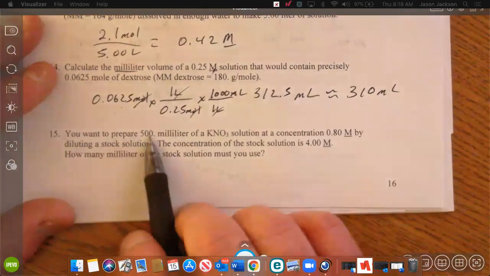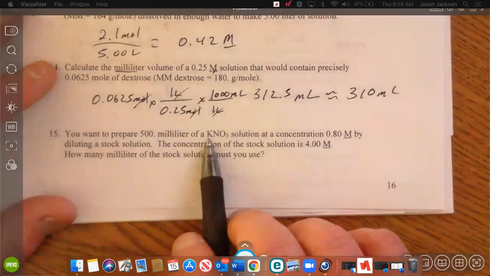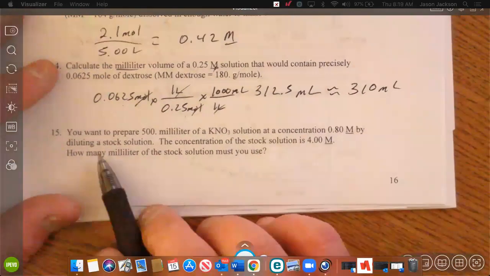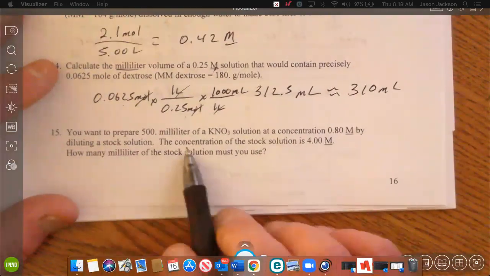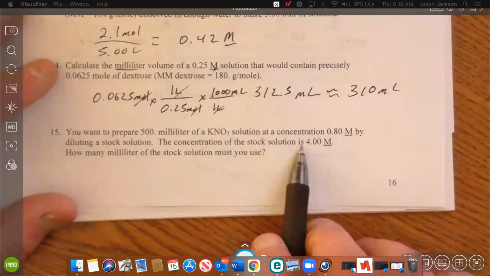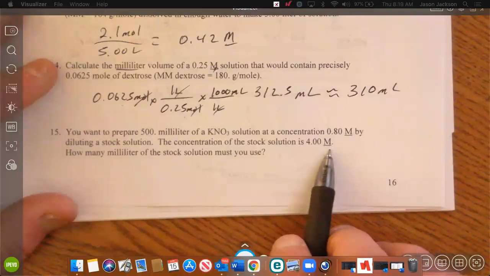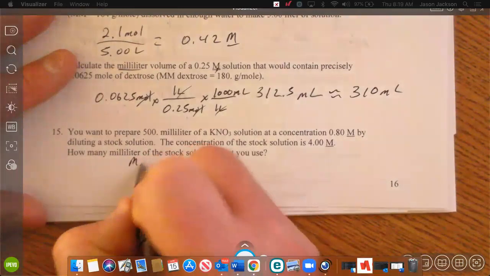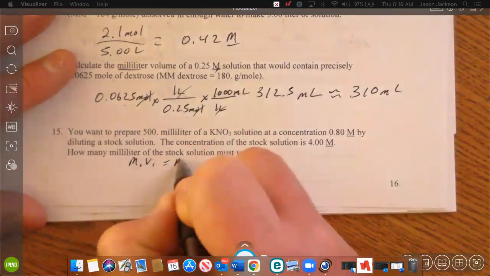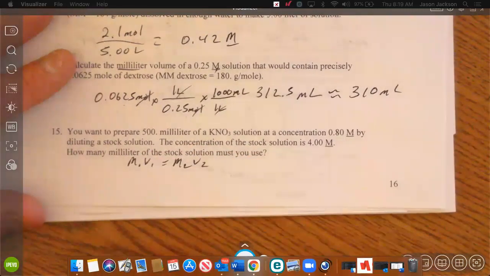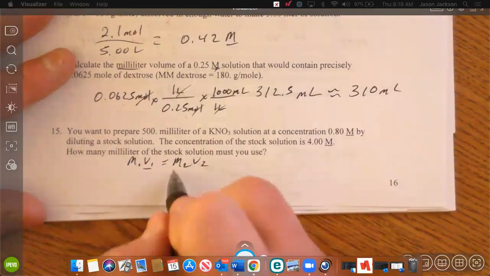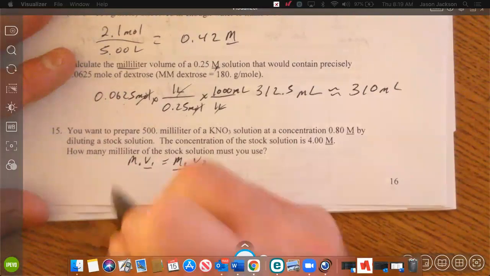You want to prepare 500 milliliters of potassium nitrate solution at a concentration of 0.8 molar by diluting a stock solution. The concentration of the stock solution is 4.00 moles per liter. How many milliliters of stock solution should you use? This is M1V1 equals M2V2. We are trying to solve for V1, the volume of the stock solution. So we need to divide both sides by M1.